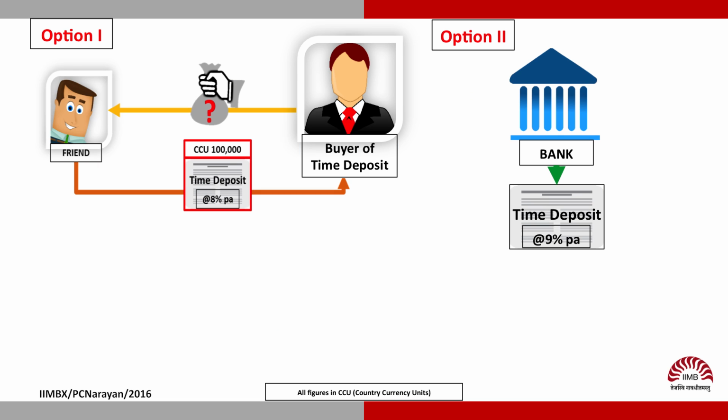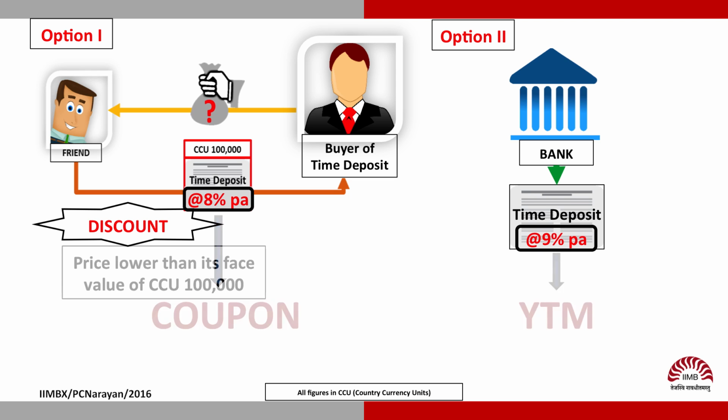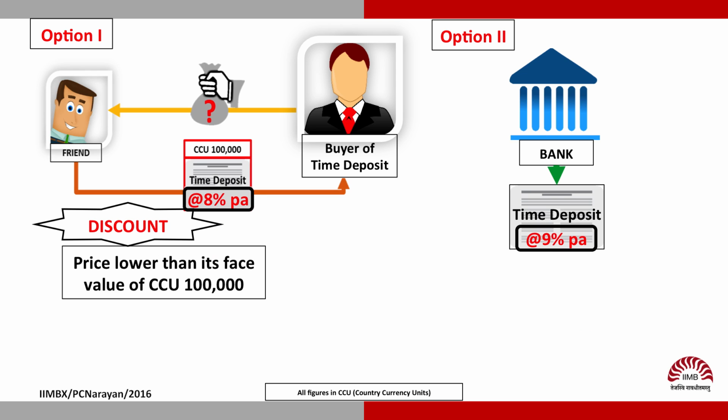Since the current interest rate offered by the bank is 9%, which is what we call the yield to maturity or YTM, and the time deposit you bought from your friend offers an interest rate of only 8%, which in bond parlance is the coupon, we say the time deposit is selling at a discount. That means at a price lower than its face value of 100,000 currency units.